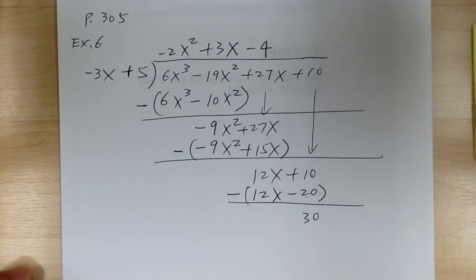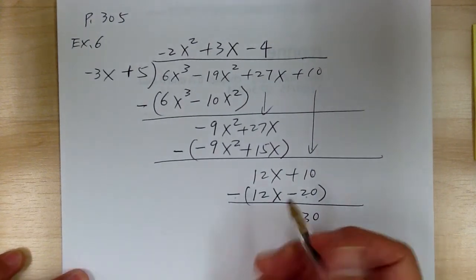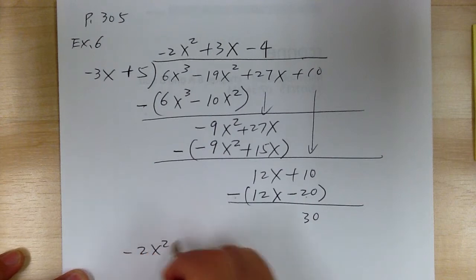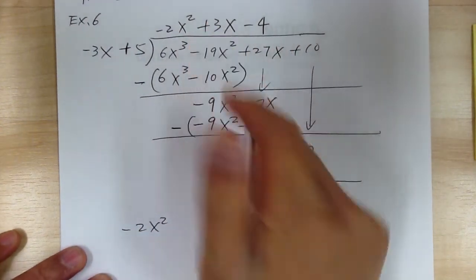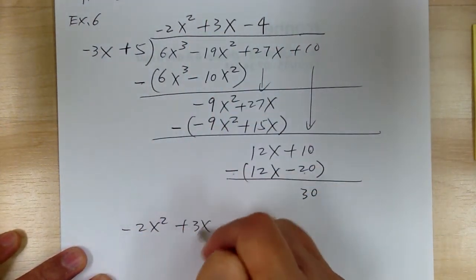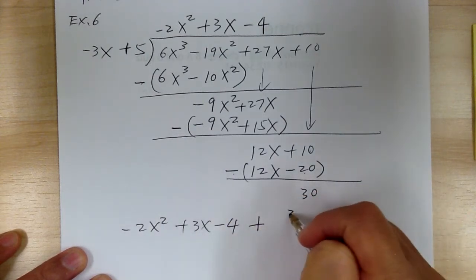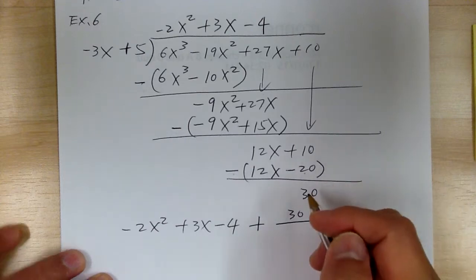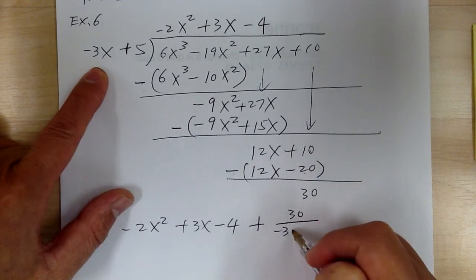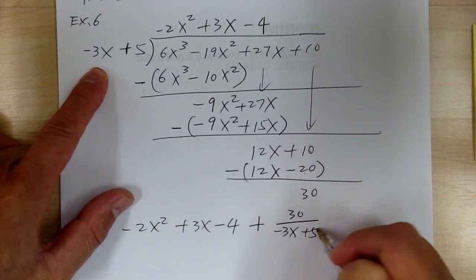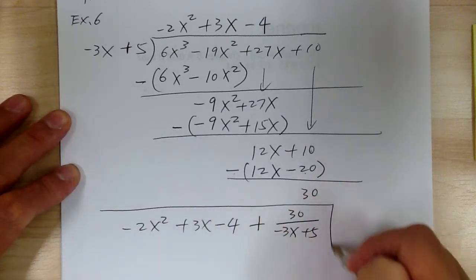So now your final answer would be negative 2x squared plus 3x minus 4, and this would be plus 30 over negative 3x plus 5, and that would be your final answer.